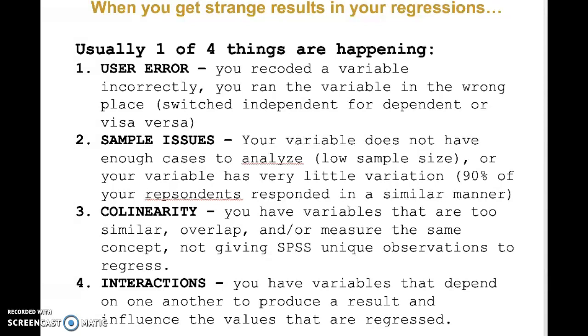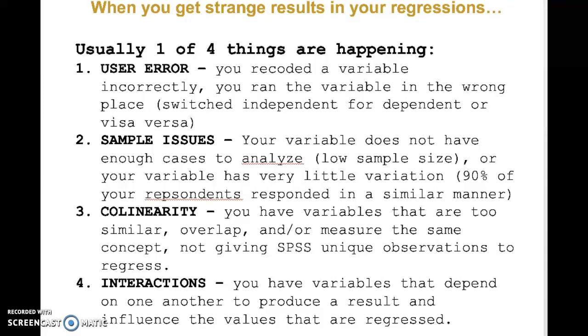Number 2, sample issues. Your variable does not have enough cases to analyze. It has a low sample size. There are just too few people. Or your variable has very little variation. 90% of your respondents responded in a similar manner, so there are just not enough people that had differences, and it's hard to regress.